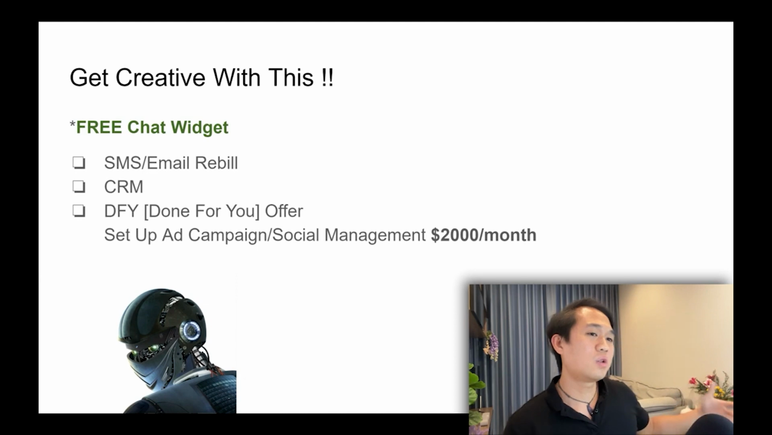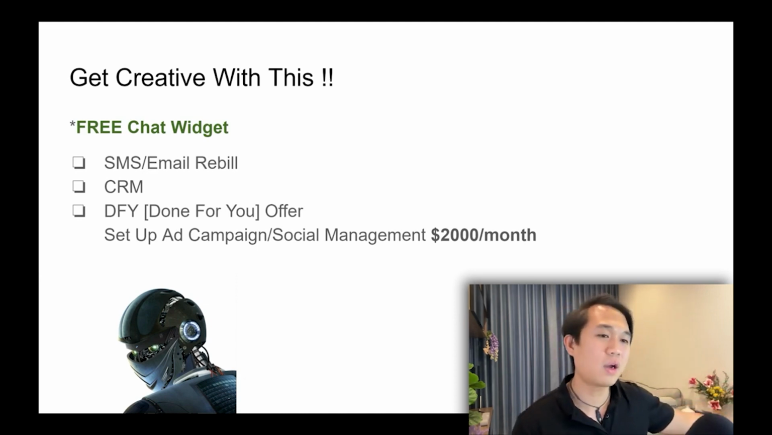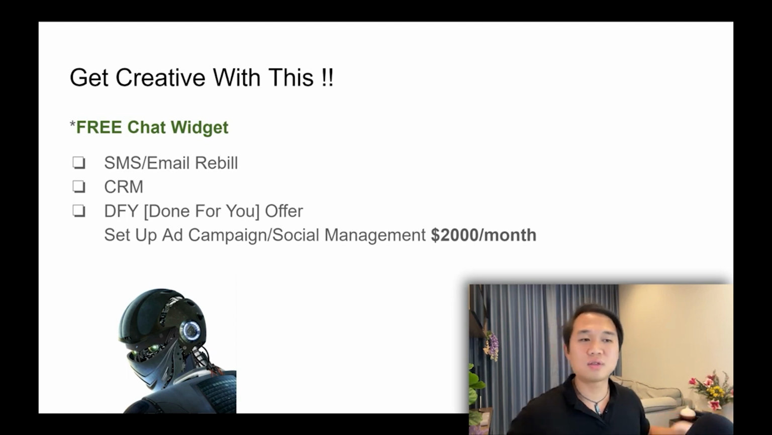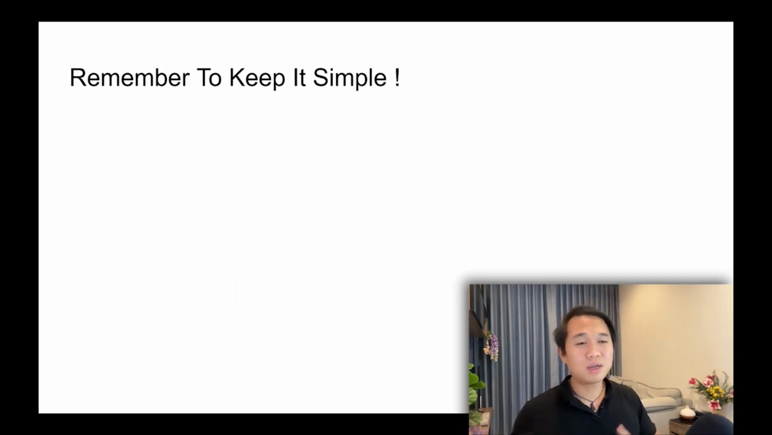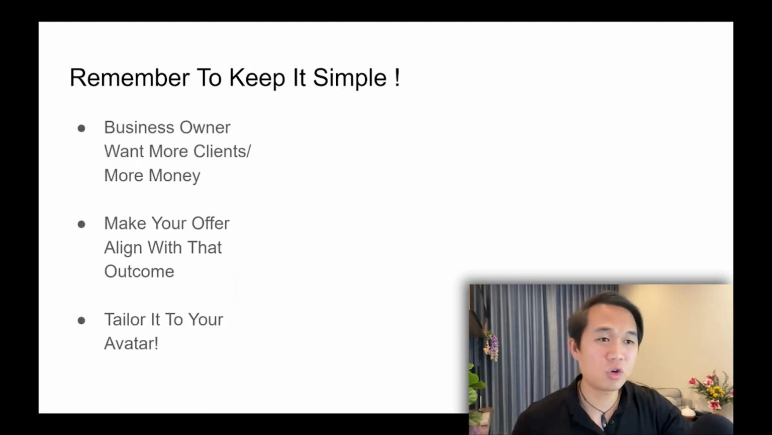And then what you can do is go ahead and push that further to a DFY, done for you offer, such as setting up campaigns, social management. You can charge anywhere between 1 to 3K a month with this. This is the done for you offer, and this is what we also do in our agency as well. Remember this, guys, keep everything simple, straight to the point, okay?